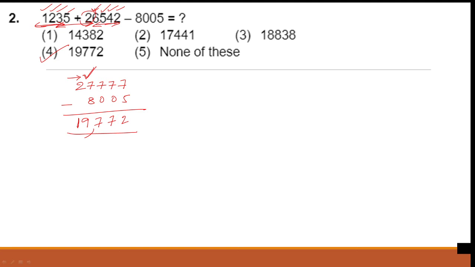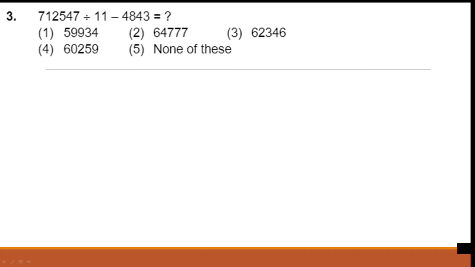Okay, yes, next one. So this one, 7,12,547 divided by 11 minus 4843. Again and again I am telling you, while solving this type of questions, just read the question or observe the question for 2 or 3 seconds. Then you will get the answer. So don't write 7,12,547 divided by 11 and start dividing with 11. Don't try to do this type of calculations. It will take more time actually.